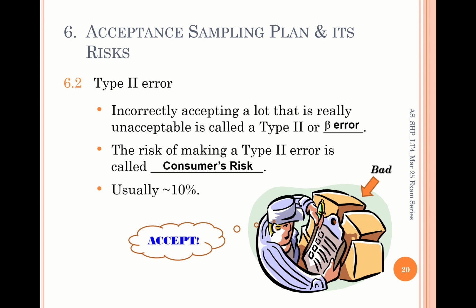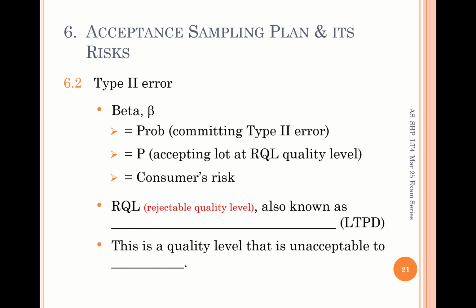Okay, so that's why it's called consumer's risk. It's about 10%, so double the producer's risk. Sometimes people call it the RQL, or the probability of having this error. So RQL is beyond AQL.